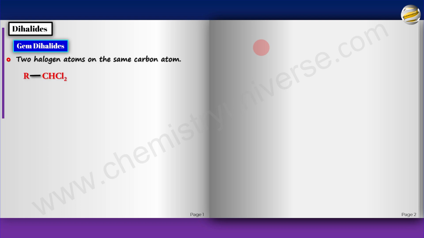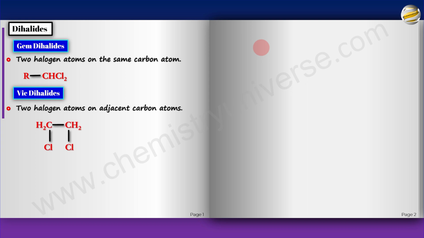In dihalides, there are two types of dihalides. One is called gem or geminal dihalides. This is when two halogen atoms are attached to the same carbon atom, for example RCHCl2. Then we have vic or vicinal dihalides, in which the two halogen atoms are attached to adjacent carbon atoms. Remember, there is no particular name for dihalides which are not on the same carbon or on adjacent carbons. We simply call them dihalides.